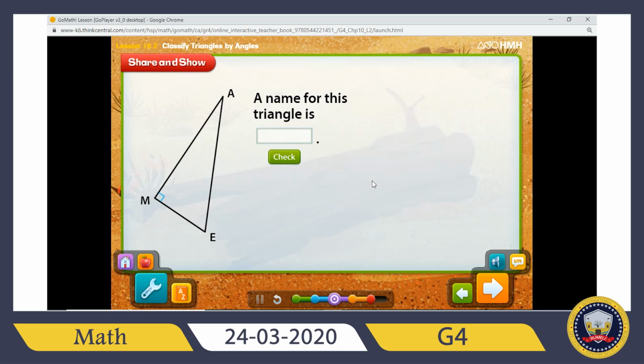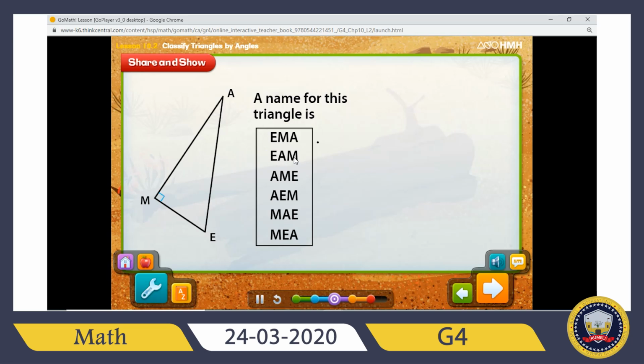Let's write one of them. First of all, I said AME. Okay, let's check my answer. So this is right, and with AME, I can write 6 different names for the same triangle.